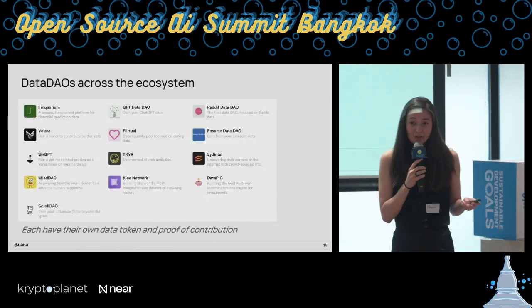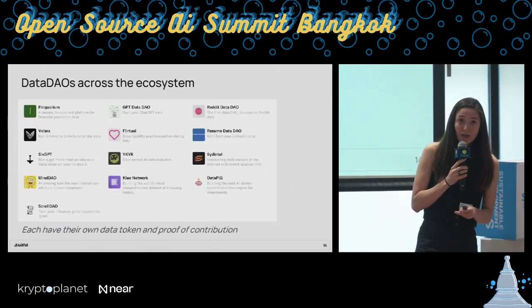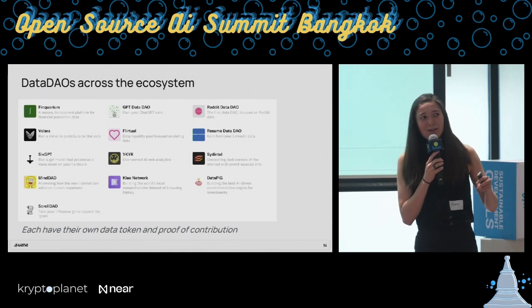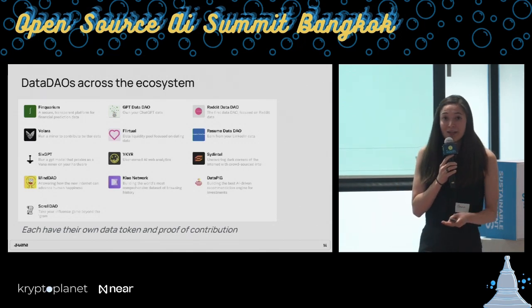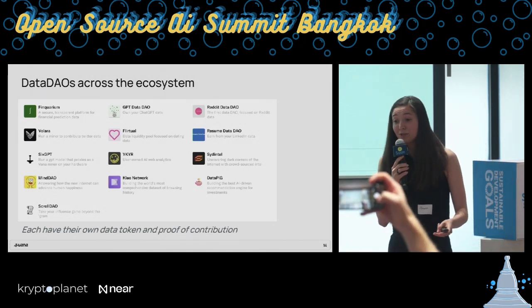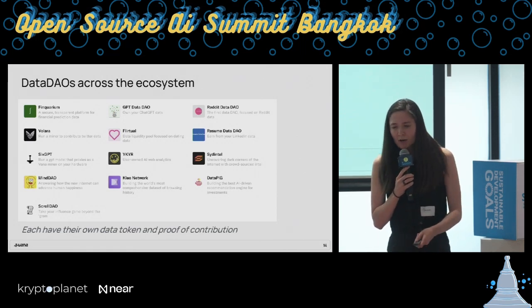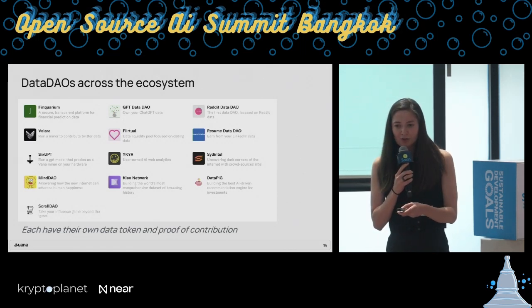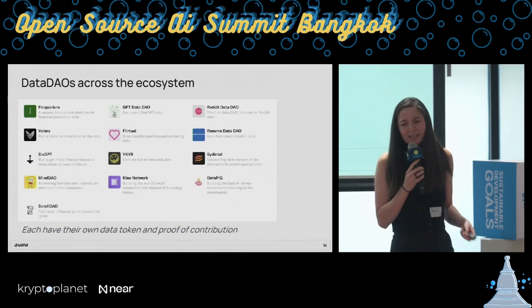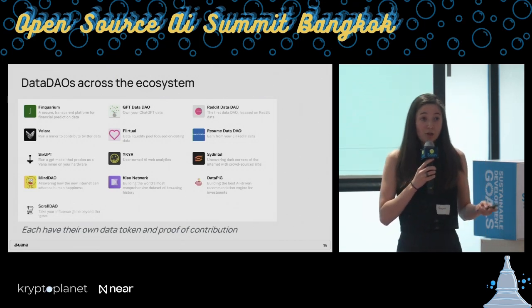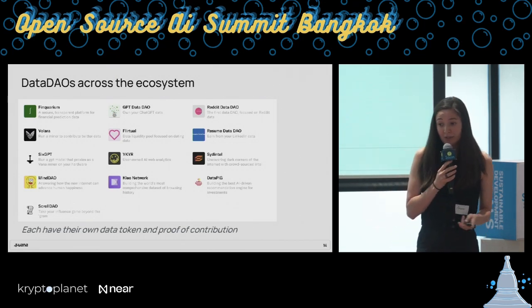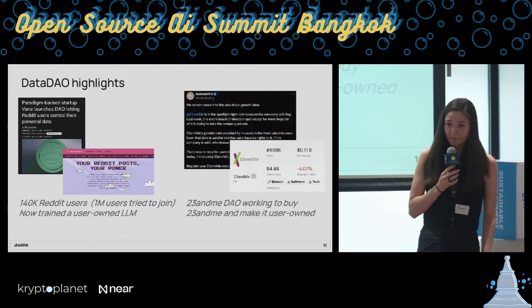So there are a bunch of different data DAOs across the ecosystem. These are basically, you can think of it almost like a labor union for data. And there are great founders who are building each of these. So like the Resume Data DAO is the first venture-backed data DAO. Valara is the one that's focused on Twitter data. And they each have their own data token. They set up their own tokenomics and their own proof of contribution.